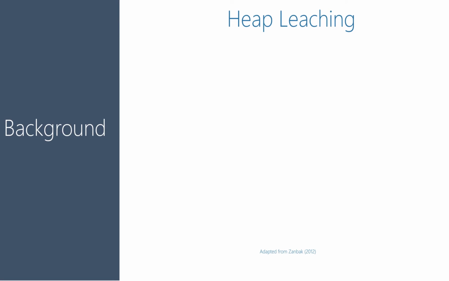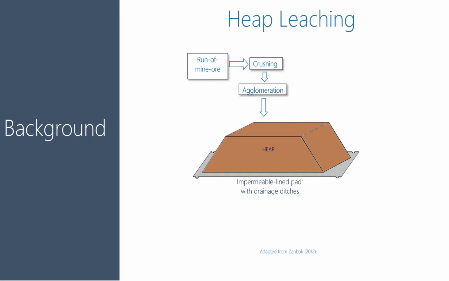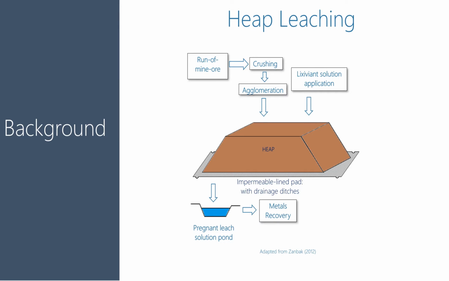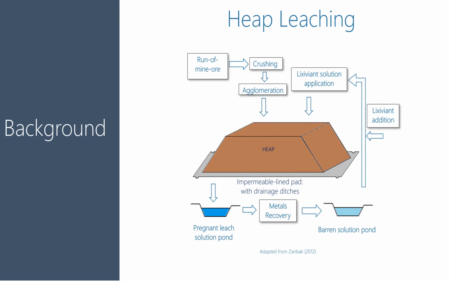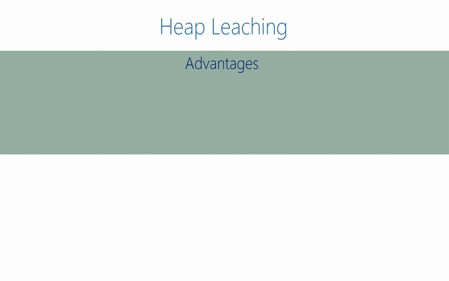Heap leaching begins with your run-of-mine ore, which is then crushed, agglomerated, and stacked in order to form a heap. The heap is then irrigated with a lixiviant solution that percolates through the heap, dissolving the targeted metal species, and is collected in a pregnant leach solution pond. The solution from this pond is sent to a metals recovery unit, in which the targeted metal is stripped, producing your barren leach solution that is recycled back to the top of your heap, together with the addition of fresh lixiviant.